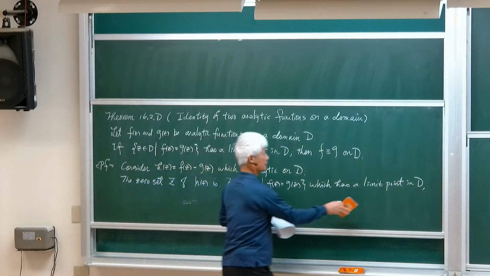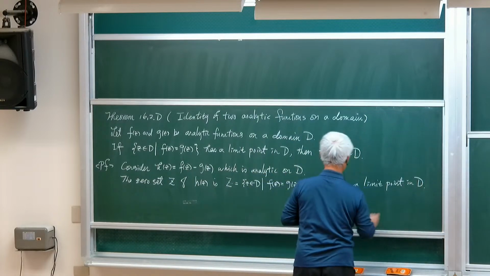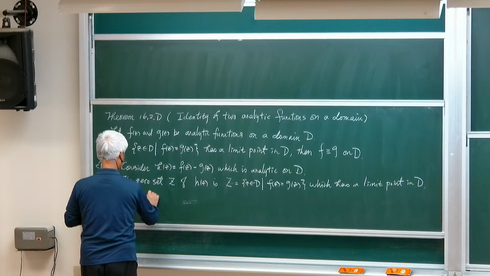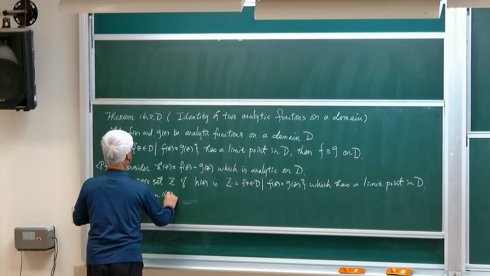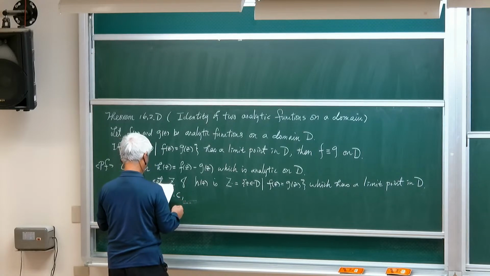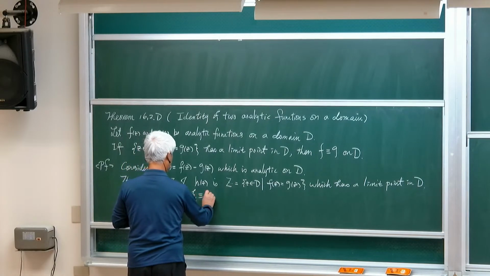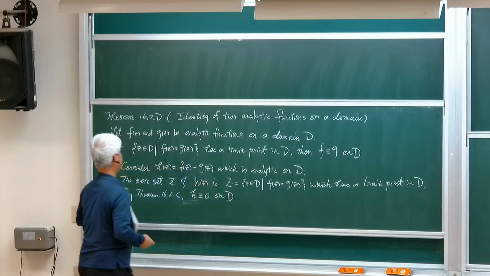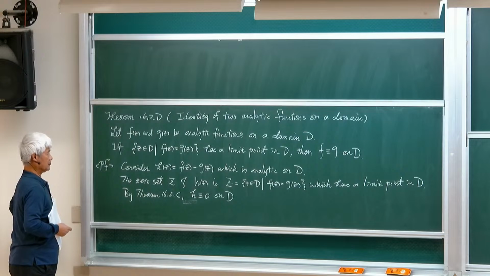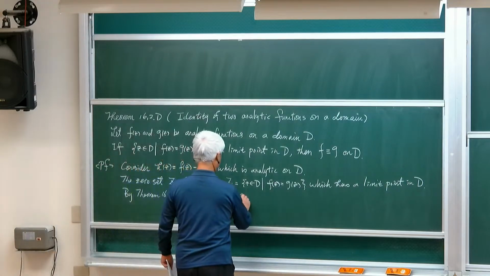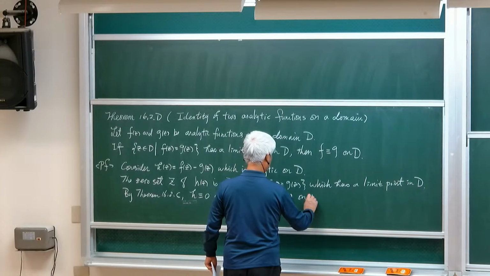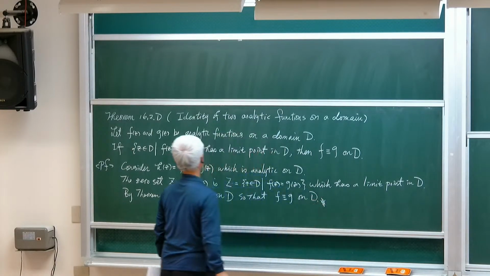All right, so by Theorem 16.2.c, h is identical to 0 on D. So this analytic function h should be identical to 0, so that of course f is identical to g on D.